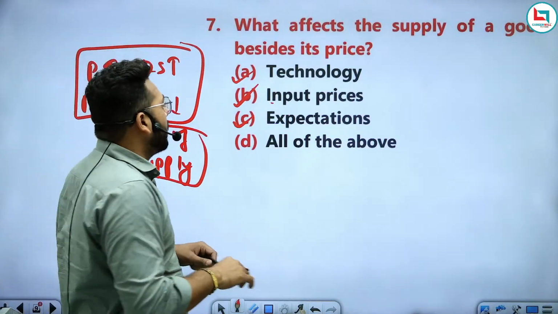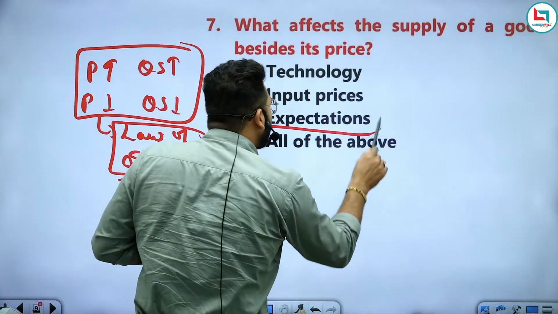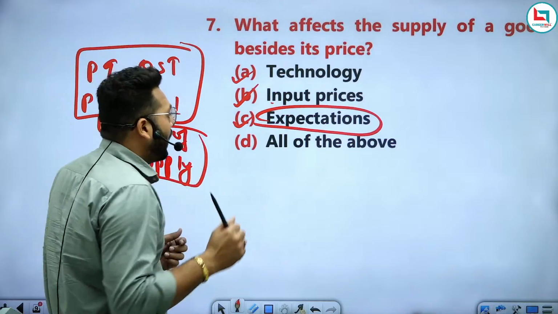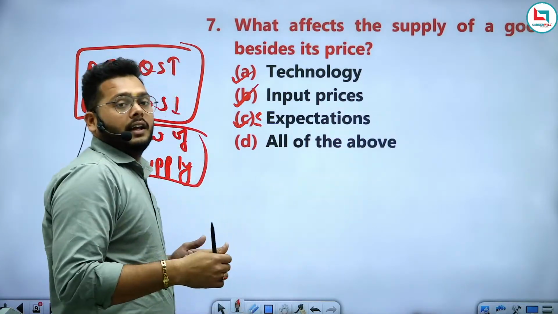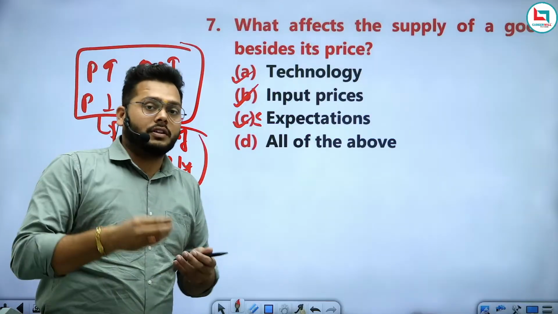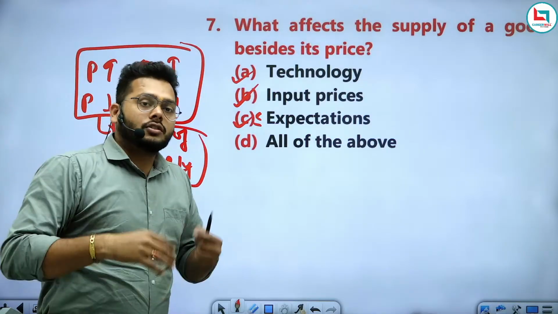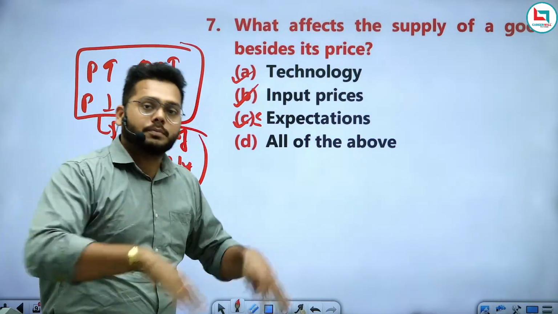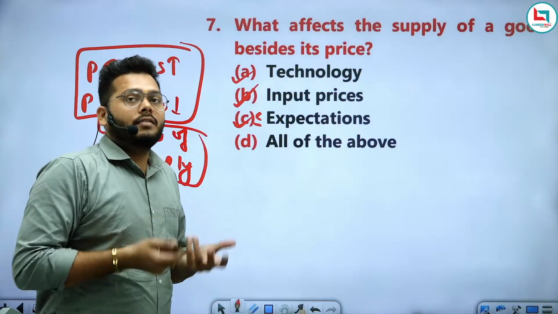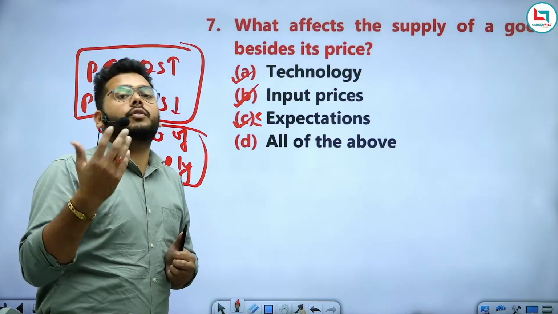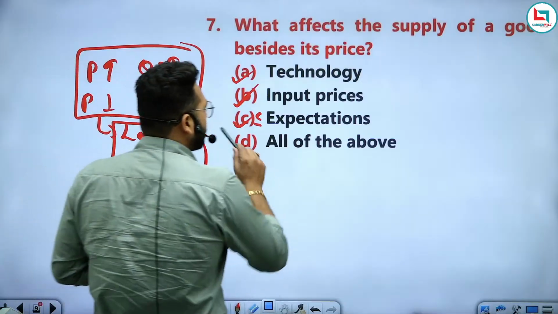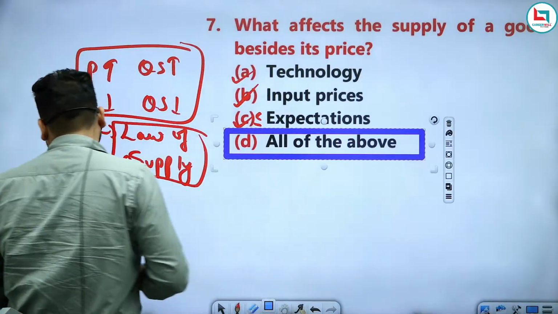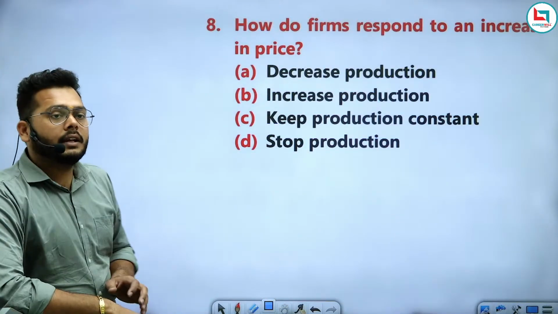So supply will also be affected if the producer is expecting something. If he thinks that the price of this good will decrease in the future, he will supply more at this point of time, because if he waits for the future he will get a loss. So the answer will be all of the above. Am I clear to everyone?